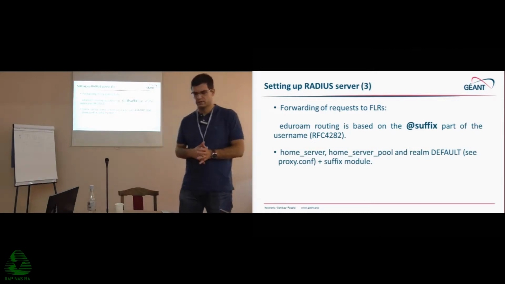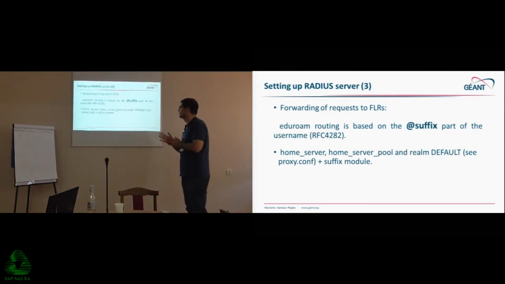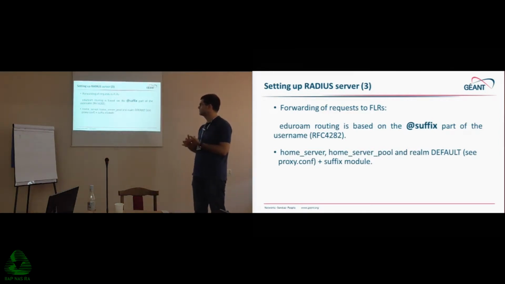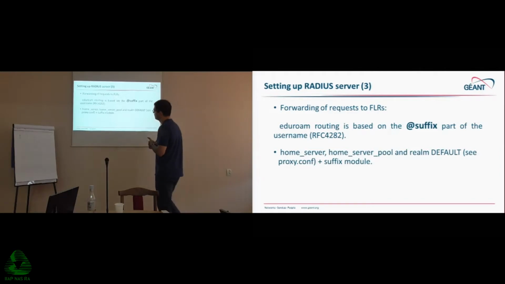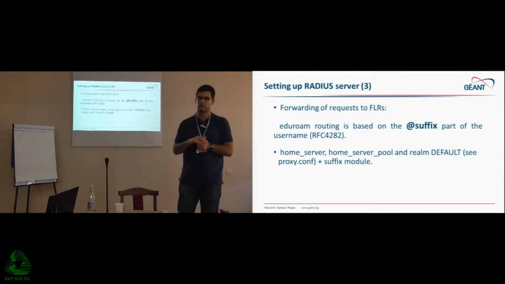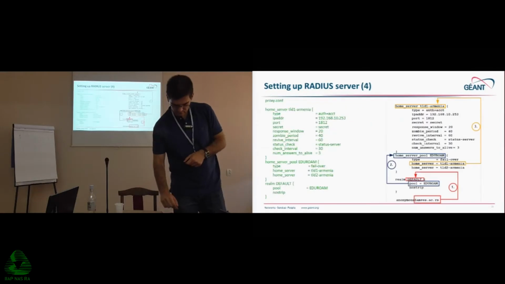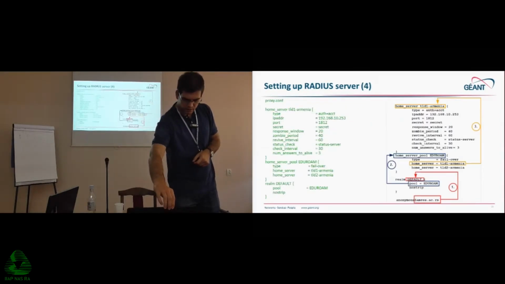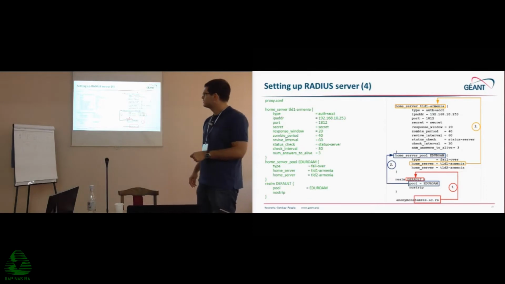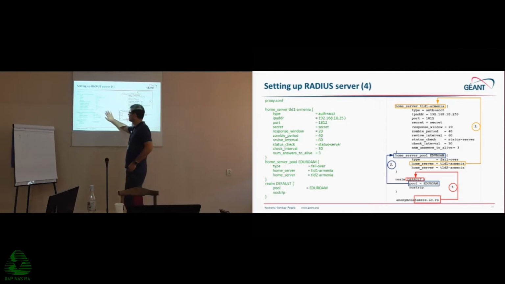Also, when talking about proxy.conf, there are three directives. That's home server, pool, and realm. And the suffix is used to decide how the request will be processed. So now on the left-hand side, you see an example proxy.conf. This is the proxy.conf used by the service provider, for example.